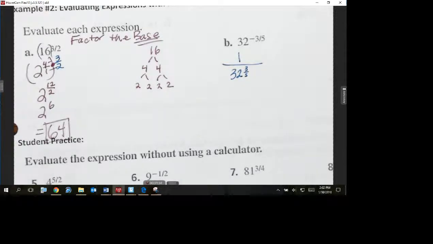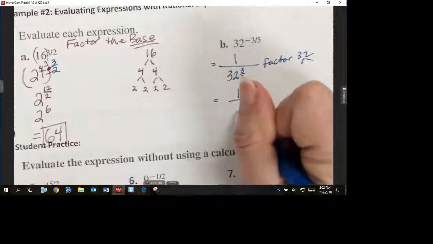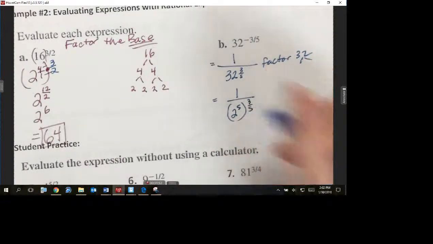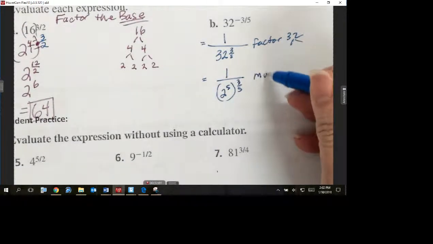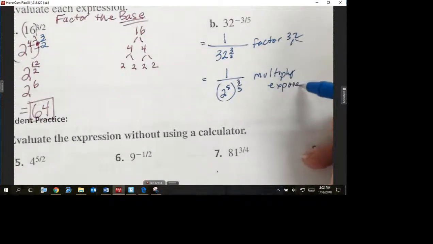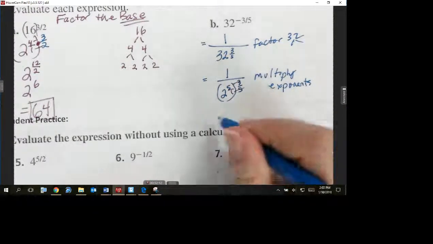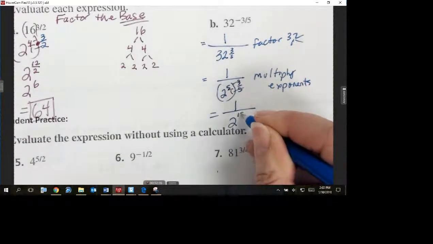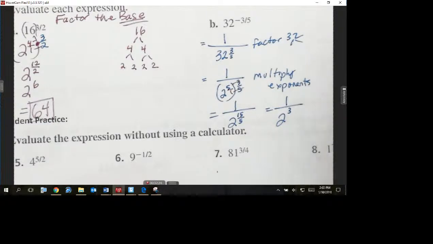And then I'm going to factor 32 all the way down to prime numbers to an exponent. How do I get 32? 2 to the 5th. So I have 2 to the 5th, and then that's to the 3/5. Now I'm going to multiply my exponents. I'm going to multiply 5 over 1 times 3 over 5. What do we get? 1 over 2 to the 15 over 5. That reduces. 1 over 2 to the 3rd. 2 to the 3rd is the number I can find. 1/8.